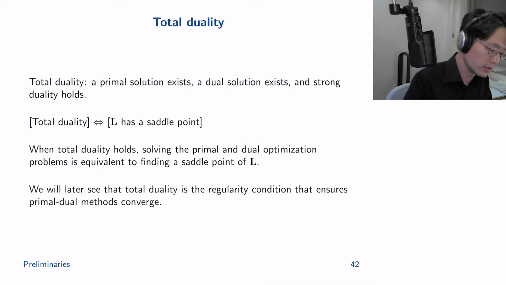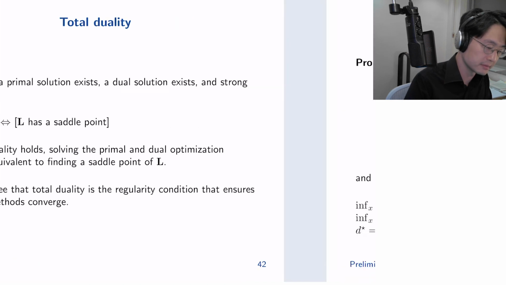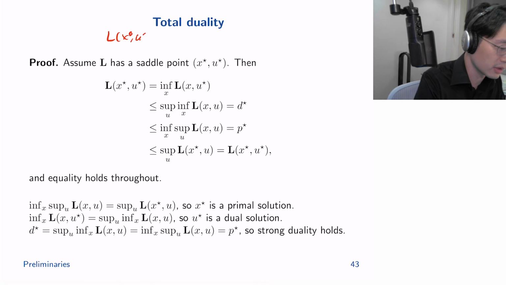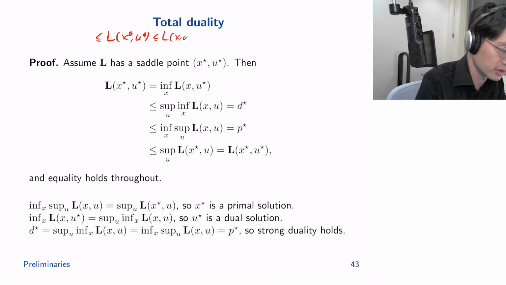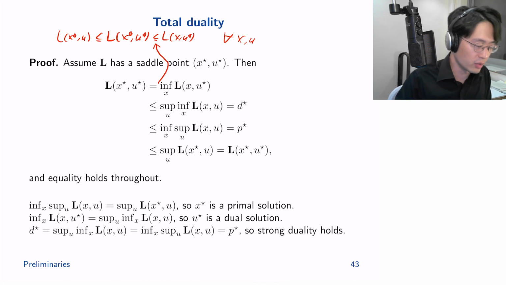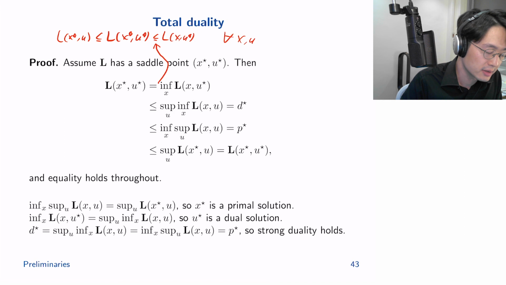Okay, then let's show the equivalence of total duality and the existence of a saddle point. We'll first show the reverse direction. We will assume that the saddle function L has a saddle point x star, u star, meaning L of x star, u star is less than or equal to L of x, u star, and L of x star, u for all x and u. This was the definition of a saddle point. Then L of x star, u star is equal to the infimum over x of L with u star plugged in, which corresponds to this inequality and minimizing the right-hand side with respect to x.